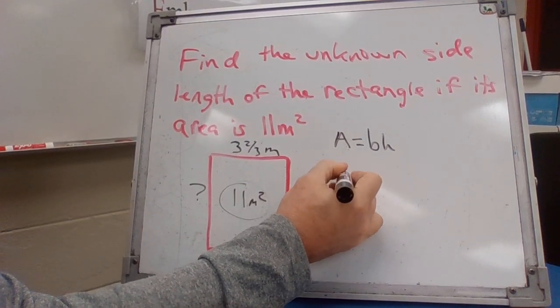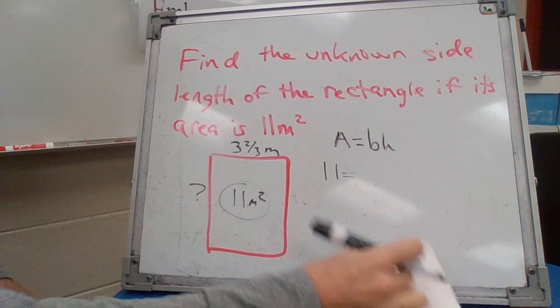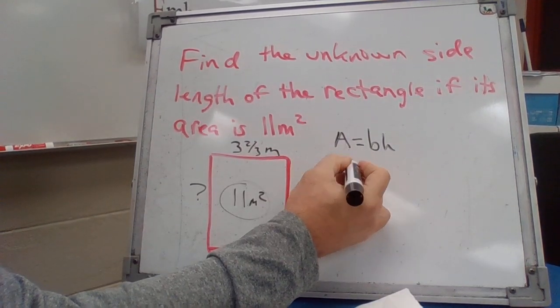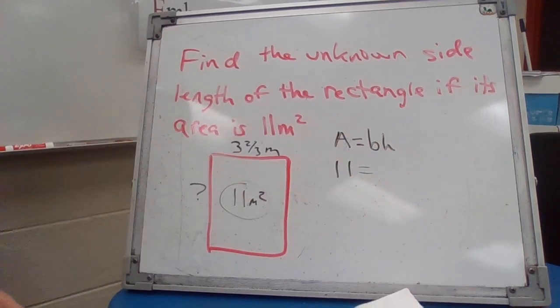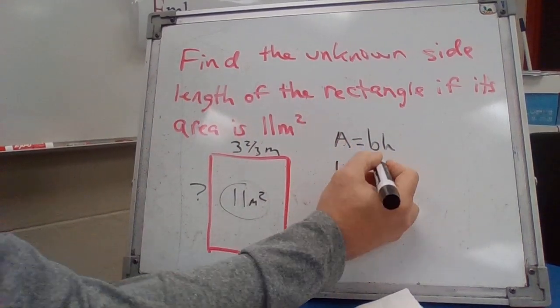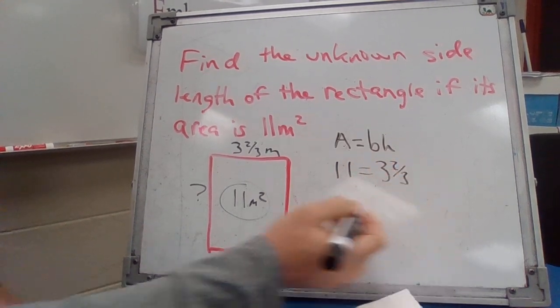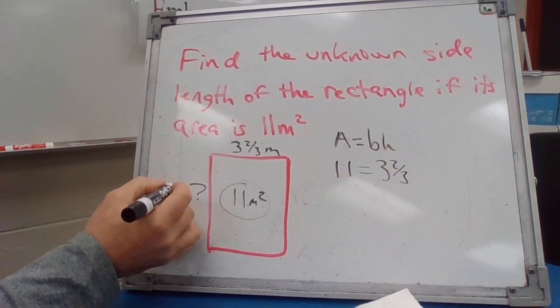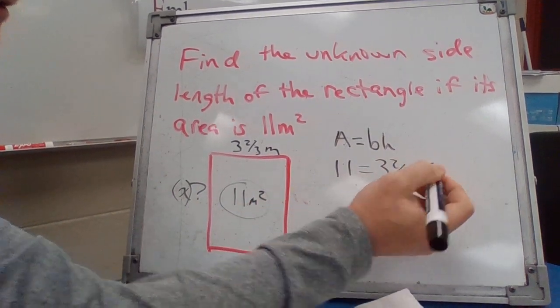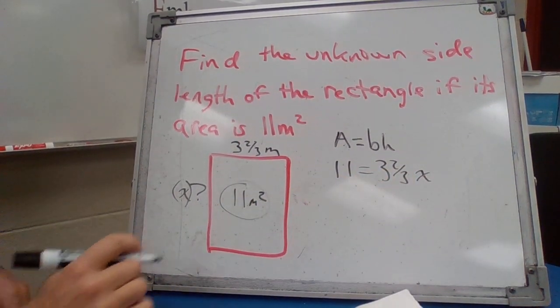So 11 equals. Now, we don't want to put our units of measurement in the problem. We can put it at the bottom, but we're not going to put it during the problem, okay? So the area is 11. The base is 3 2/3. The unknown, which we're just going to mark as X. We like to use a variable there, okay? So X, as we've done before, okay?